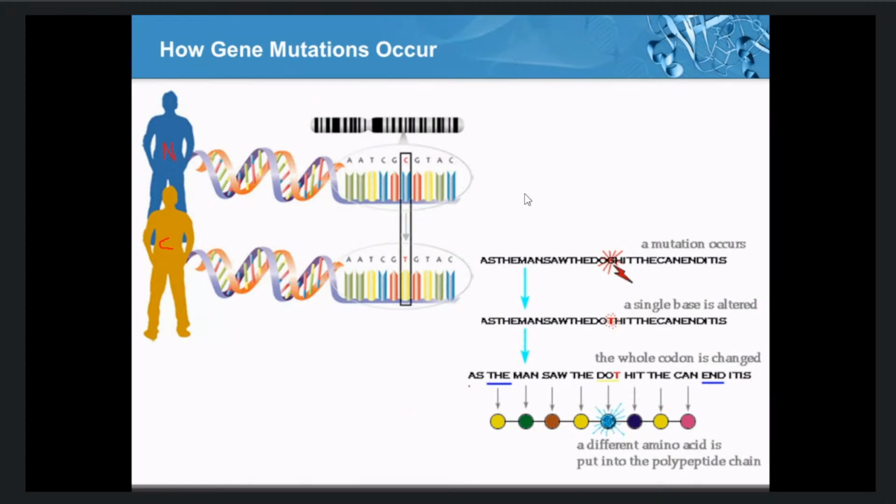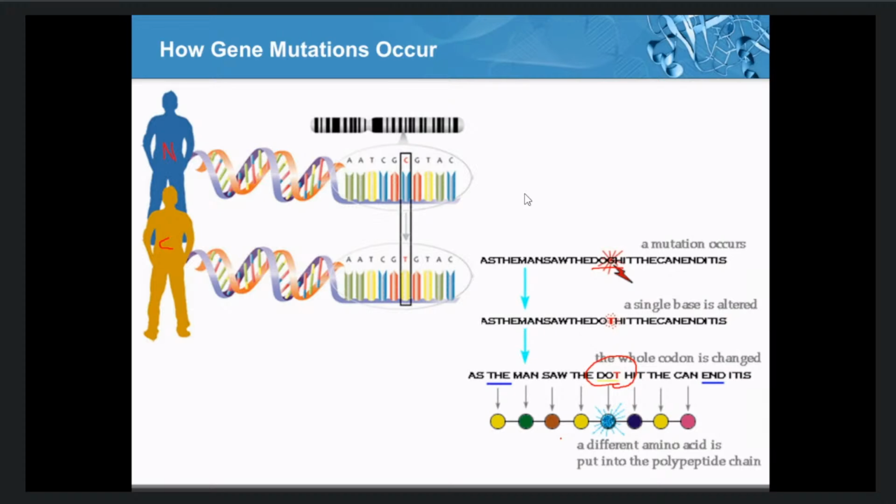So if you talk about this particular sentence, "The man saw the dot hit the can," it has differences. If you look only here, it is "dot," right? But actually it was "dog" which got mutated, right? So the meaning of the whole protein differs. It was from the dog to dot. The meaning of the sentence is completely different: "The man saw the dog," but here, "The man saw a dot." Both have very different meanings. So that's how the difference is there.